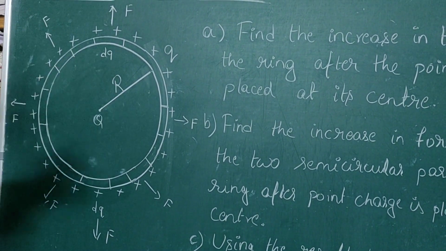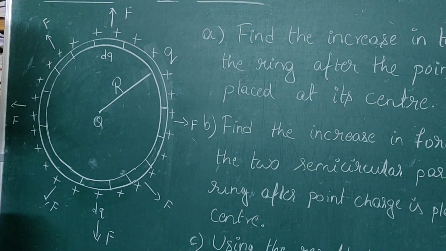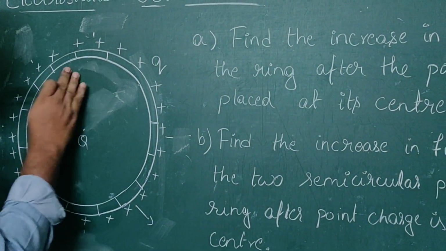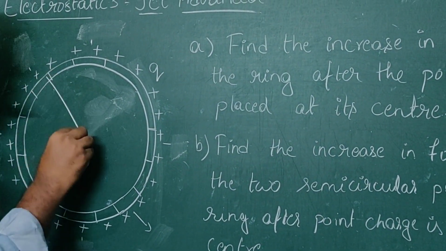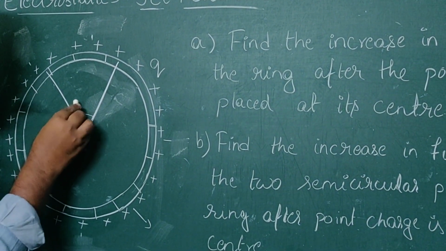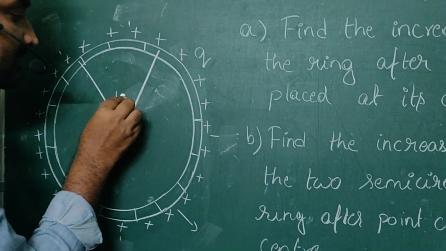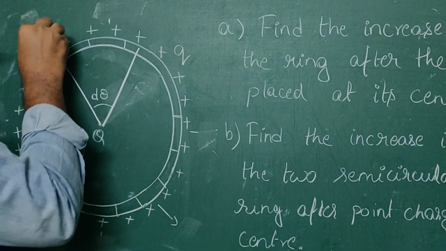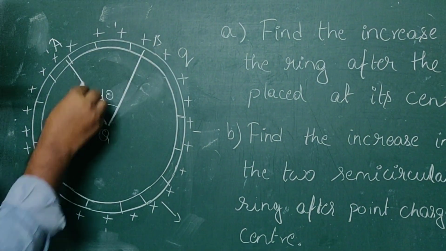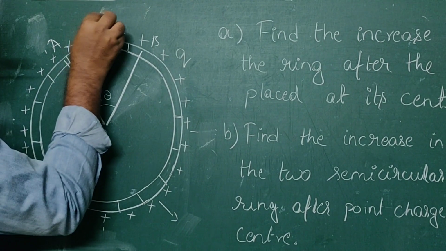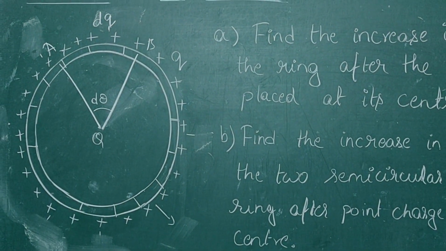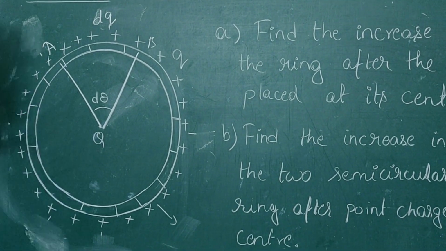Now let us calculate the expression for the increase in the tension in the ring. Let me consider a very small segment of the ring. In the diagram it may look bigger, but in reality this segment is very small. Let us say the arc length of this segment is AB, and this segment carries a charge of dq. The total charge on this segment is dq.